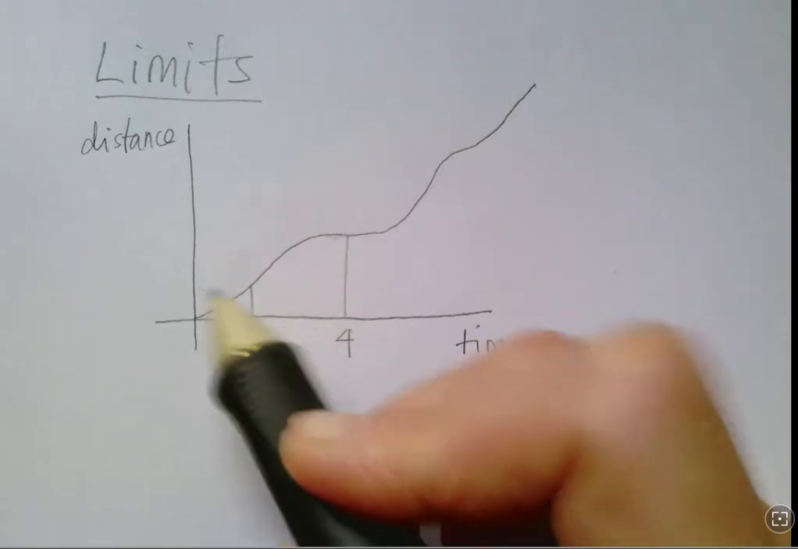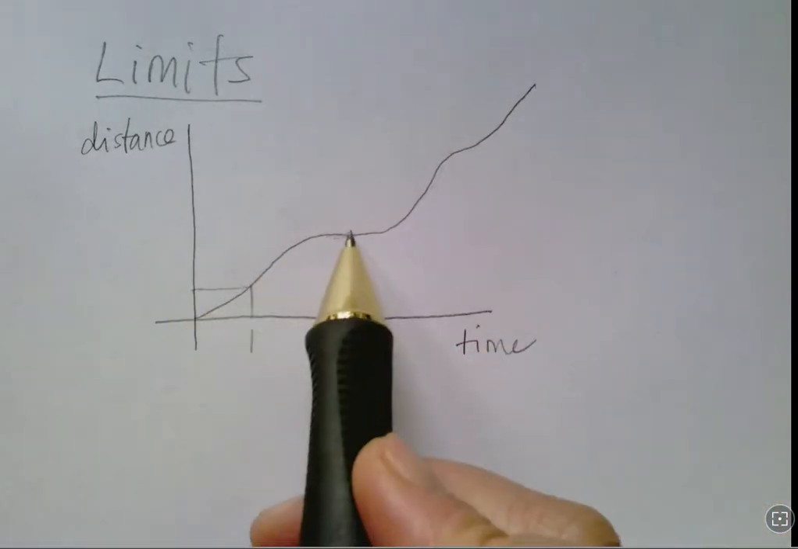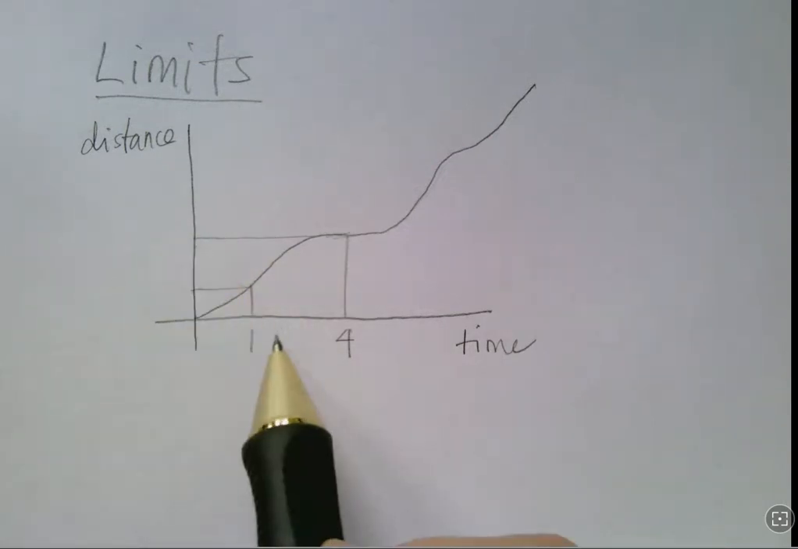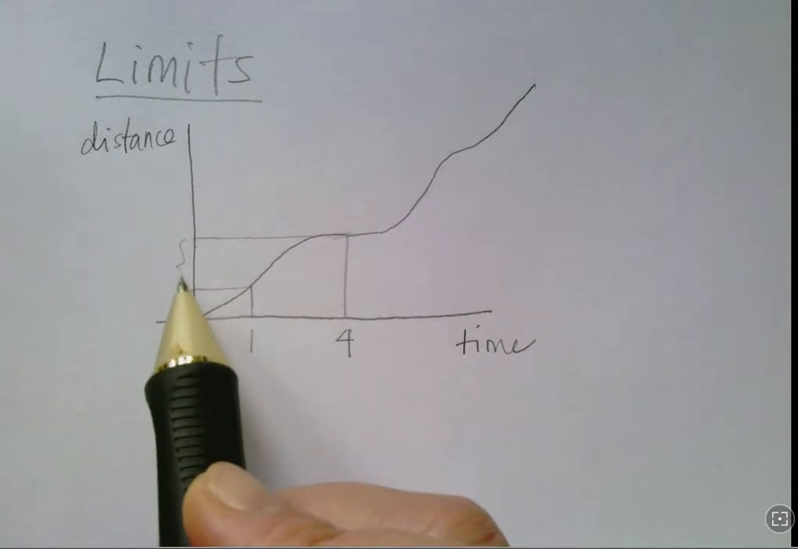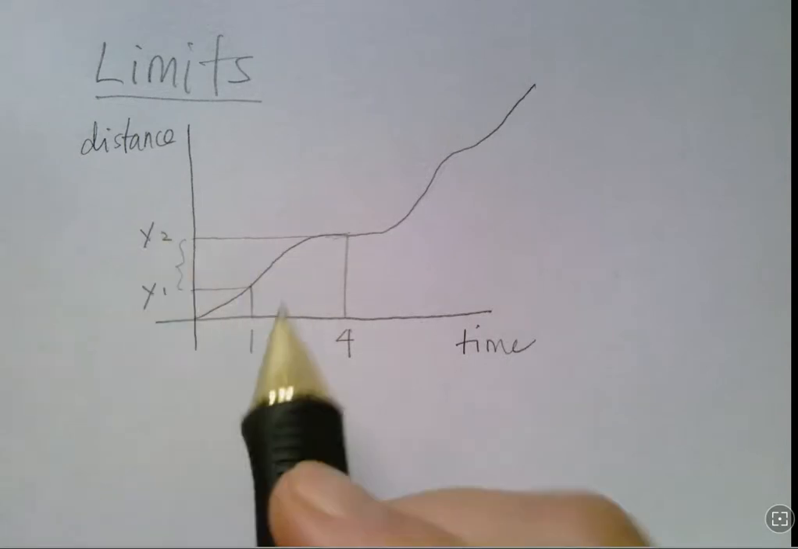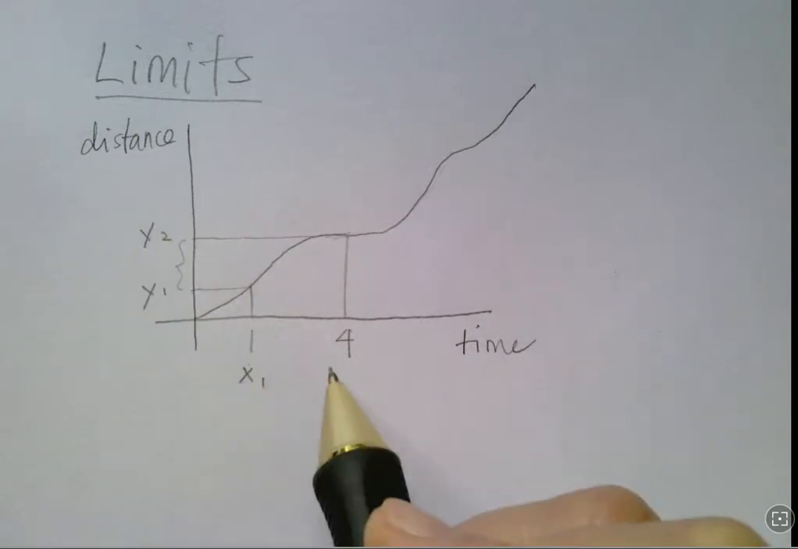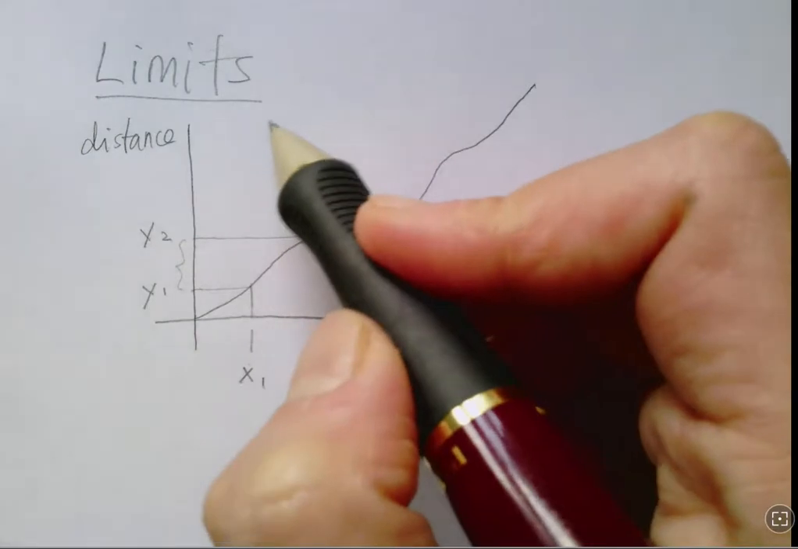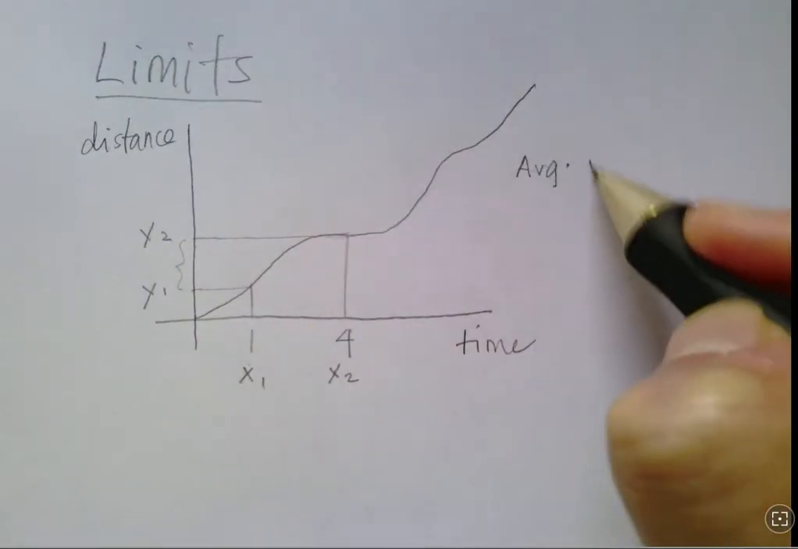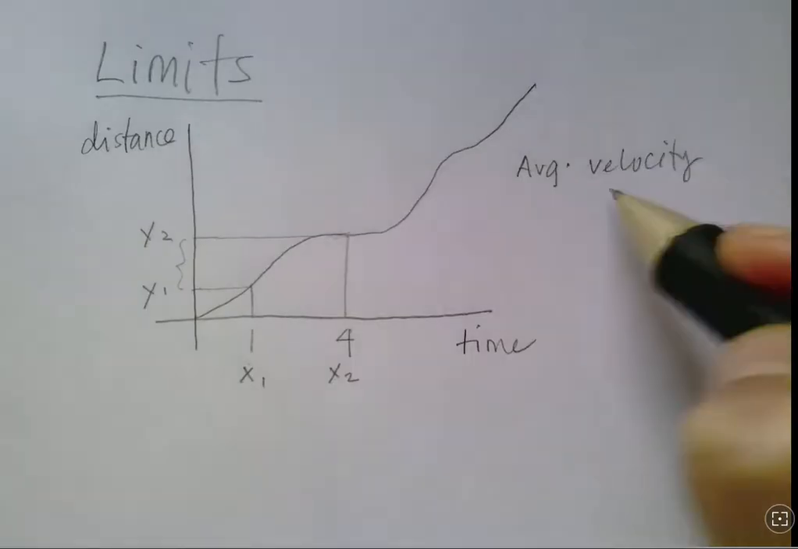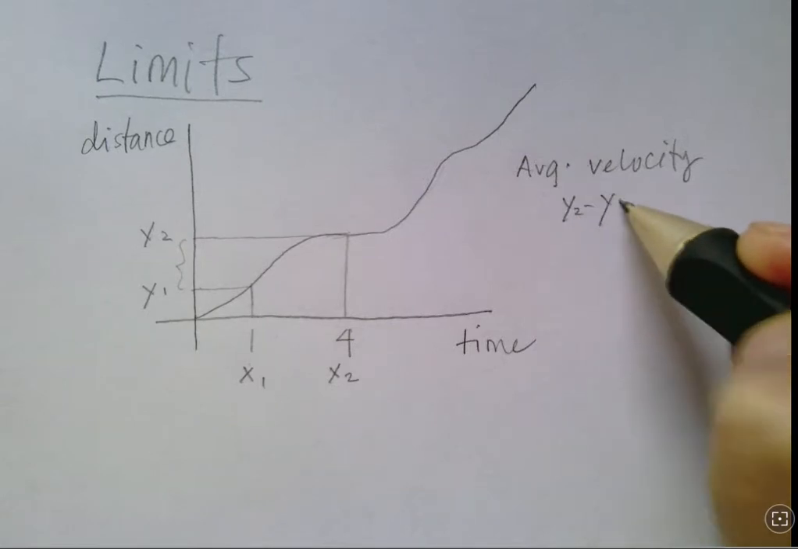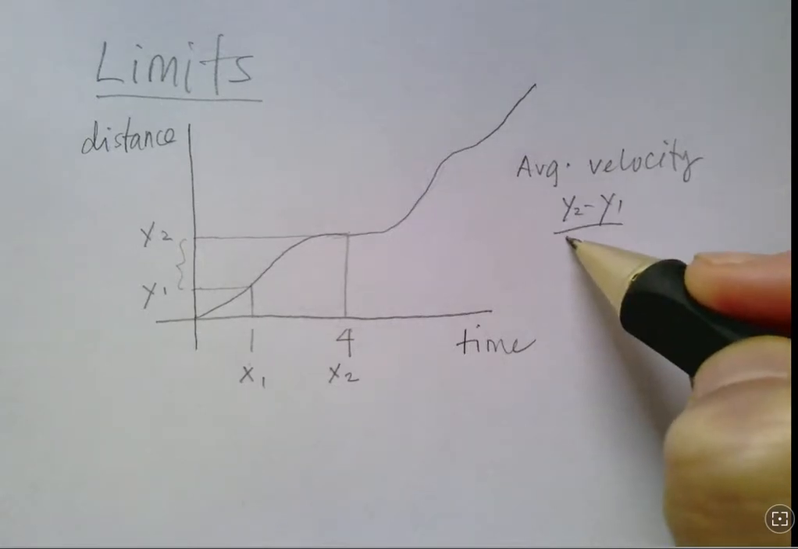You know how to compute average velocity. That is the distance over time, right? So here's the distance. Let's say y1, y2 over time, x1, x2. So average velocity equals rise over run.